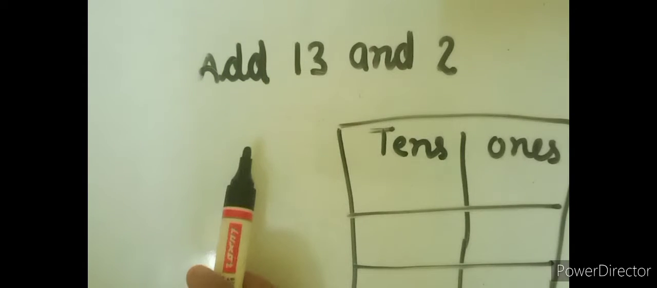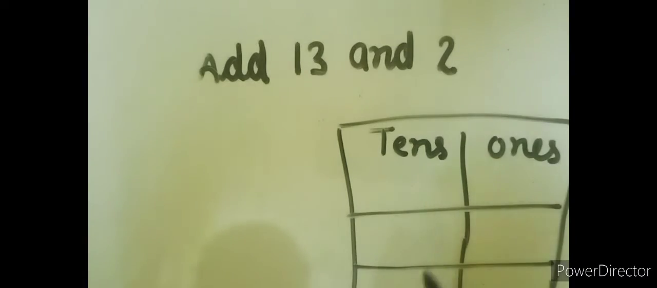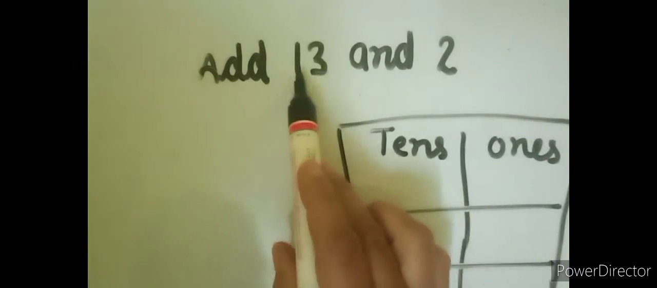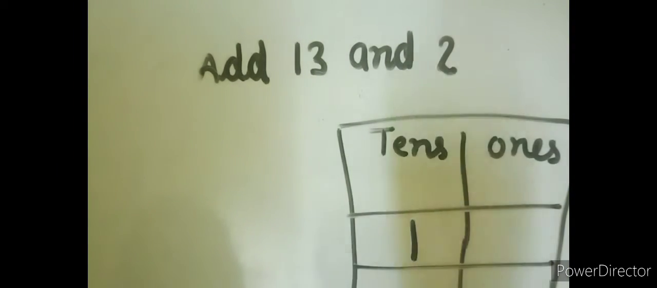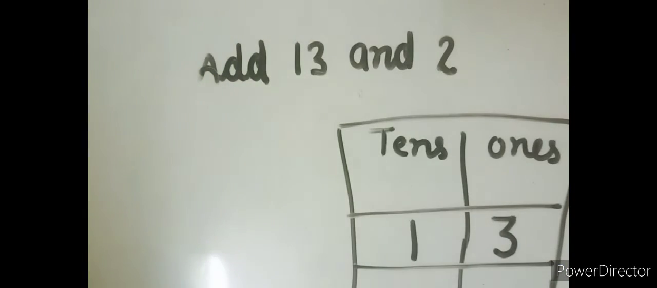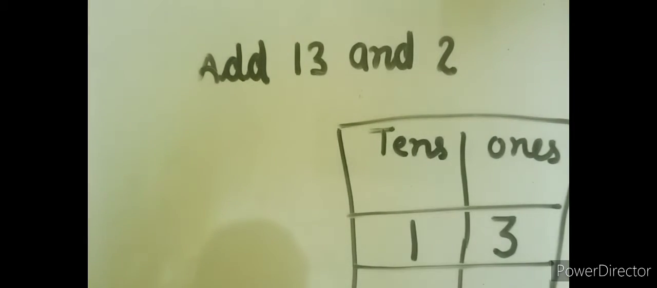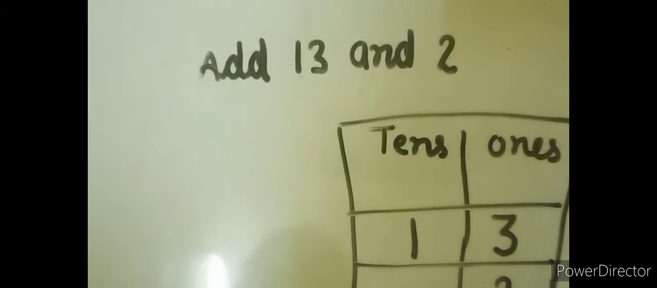Okay, now children, look here. Firstly you have to write 13: 1 is written in the tens column and 3 in the ones column. Okay, now look here, students. 2 is a single digit, so you have to write 2 here, in the ones place.